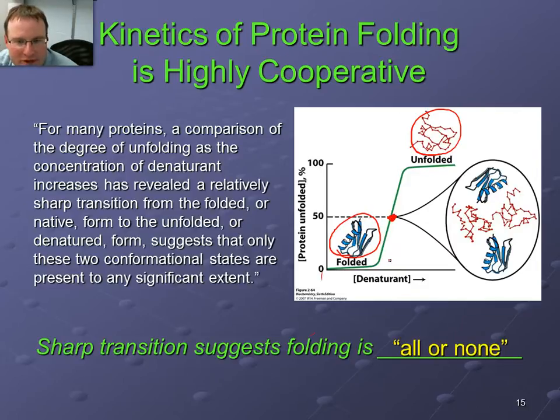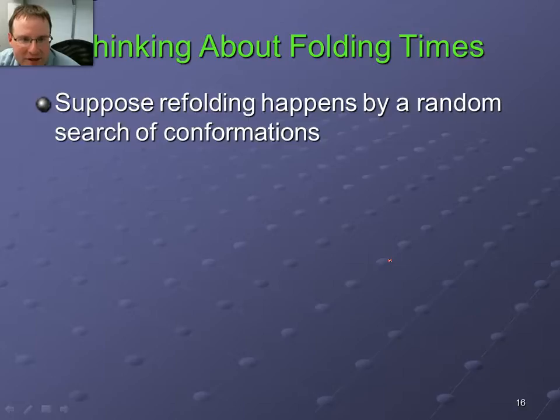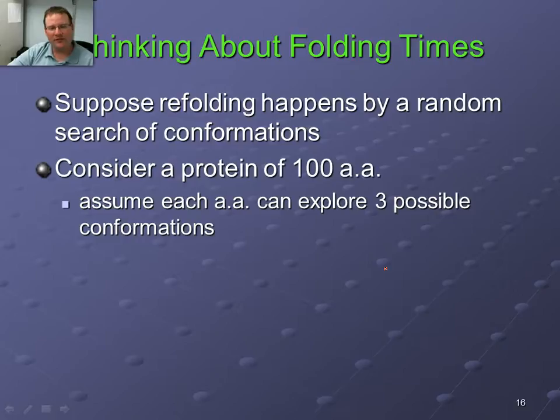So what we want to consider now is, is it really all or nothing, and how fast does that take place? The first thing we're going to do is think about folding times, and this is going to be a little bit of just fun math. Let's suppose for a second that folding isn't happening as an all or nothing step, but sort of through a random search of conformations. Let's say we have a protein made of 100 amino acids, kind of like ribonuclease. And let's assume, for the sake of simplicity, that each amino acid can search out 3 possible conformations, which really isn't a lot.